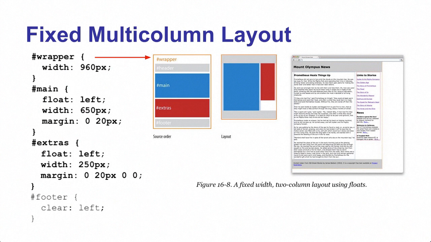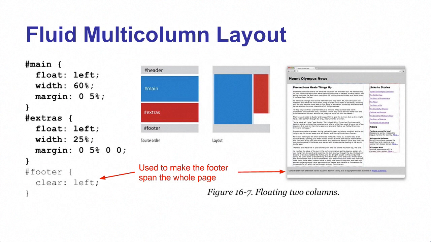Here we see a 2-column layout with 20 pixel gutters. The second column, Extras, has 0 left margin so that the gutter stays at 20 pixels. The footer clears the float of the column above it so that it spans the width of the page. This is the same basic layout with fluid widths. As long as the column widths plus margin total 100%, there's no need for a page wrapper. Once again, the footer clears the float of the column above it.